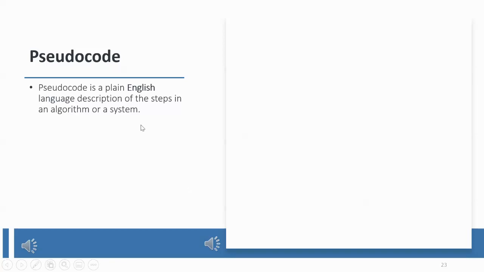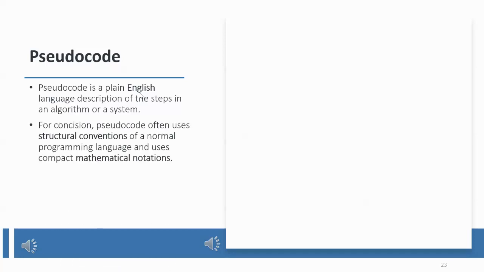Another very popularly used tool in designing algorithms is pseudocode. Pseudocode is a plain English language description of the steps in an algorithm or a system. For concision, pseudocode often uses structural conventions of a normal programming language and uses compact mathematical notations. Pseudocode is for human reading rather than for machine reading.